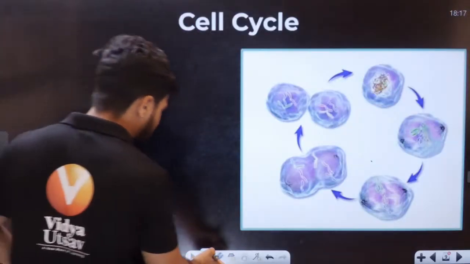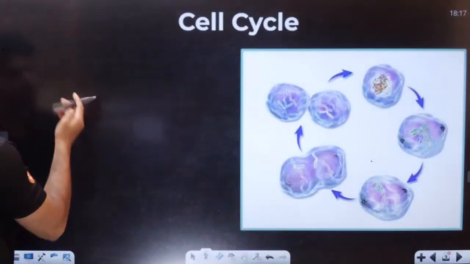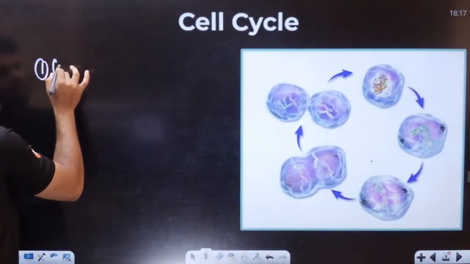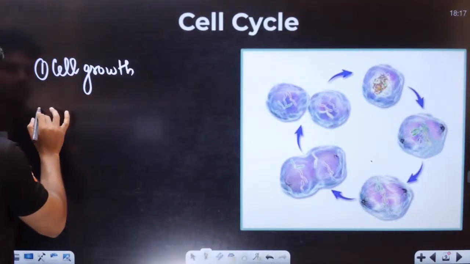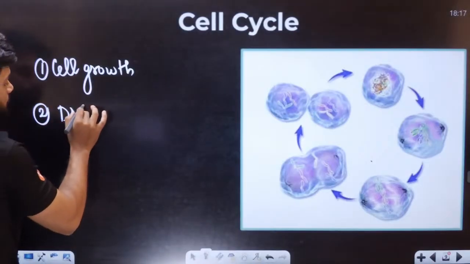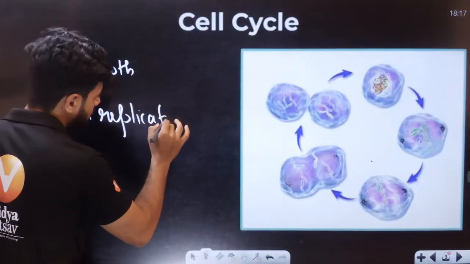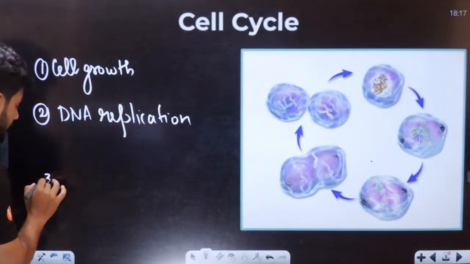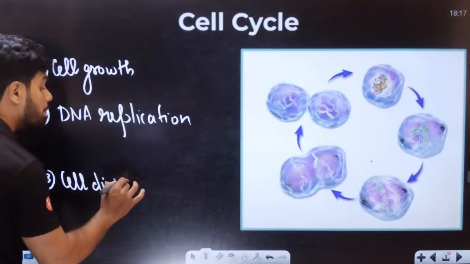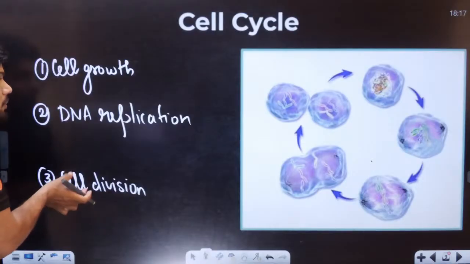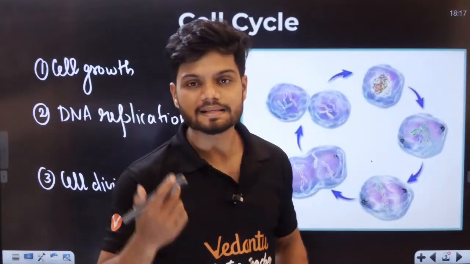Now, a typical cell cycle has three parts. The first part is called cell growth. The second part is called DNA replication. And the third part is called cell division. This is where the cell divides. So cell division is actually a part of the cell cycle. So the cell cycle has how many parts, students? A cell cycle has three parts.